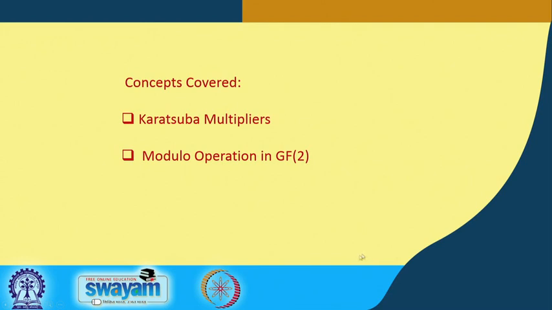We will also discuss another important operation called the modulo operation. As we have seen in the last class, when we are doing multiplications, we are spilling over the field. So, we need to do a modulo operation so that the result gets back into the field. There are very efficient ways of doing that, in particular when you are talking about GF2 arithmetic.